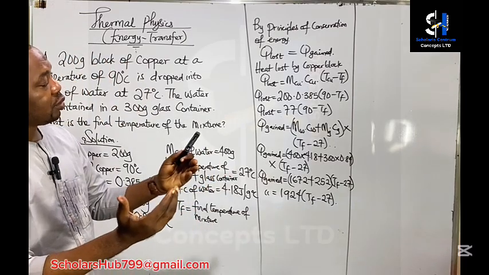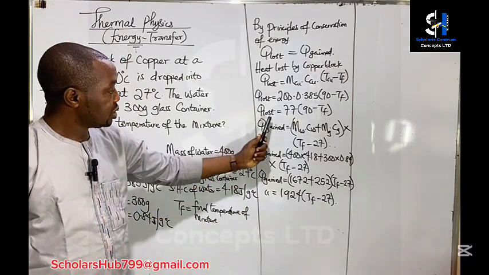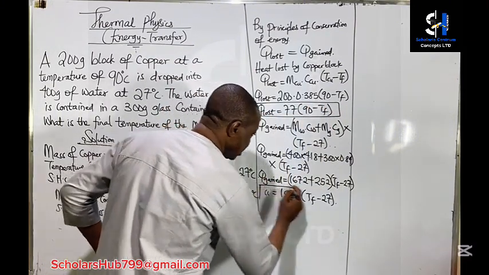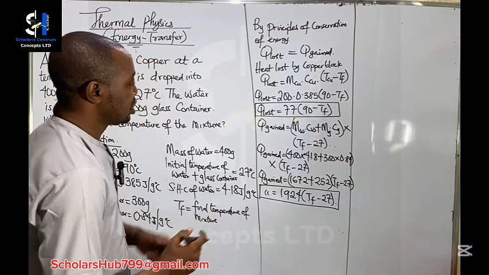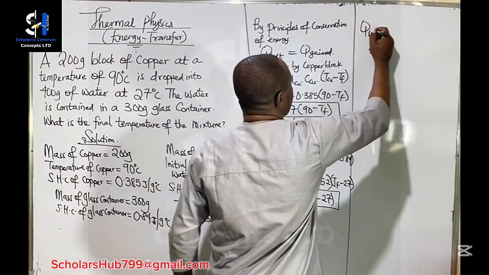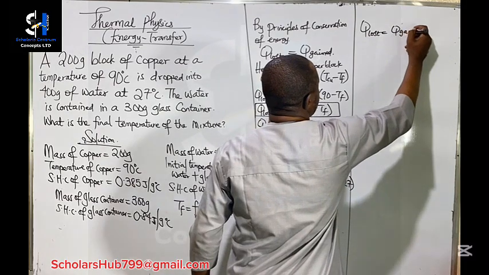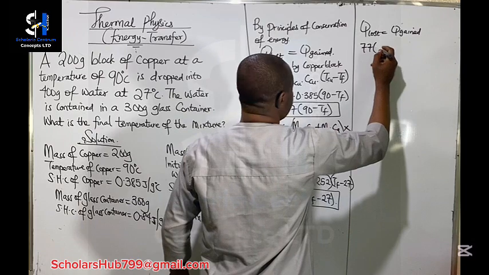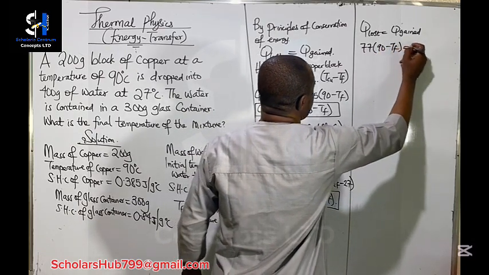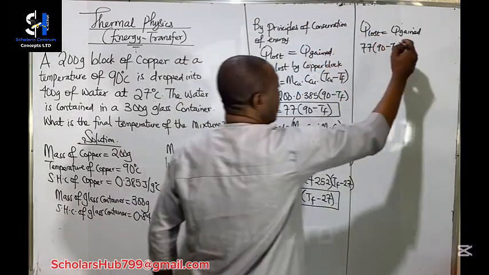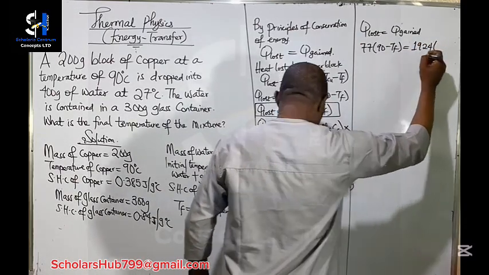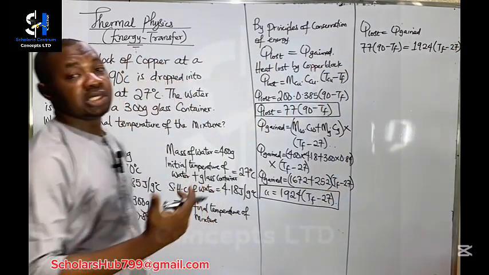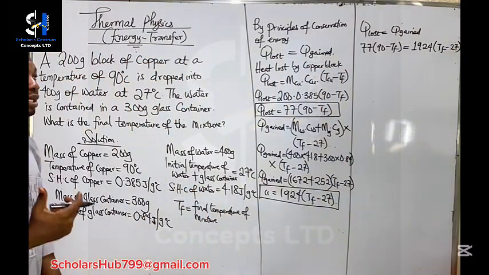So we are now going to set the heat lost equal to the heat gained. We are going to equate them. In this case, we have heat lost equals heat gained. Heat lost is 77 multiplied by 90 minus TF, which is the final temperature of the mixture. Heat gained is 1924 multiplied by the difference between the final temperature of the mixture and the initial temperature of water and the glass container.